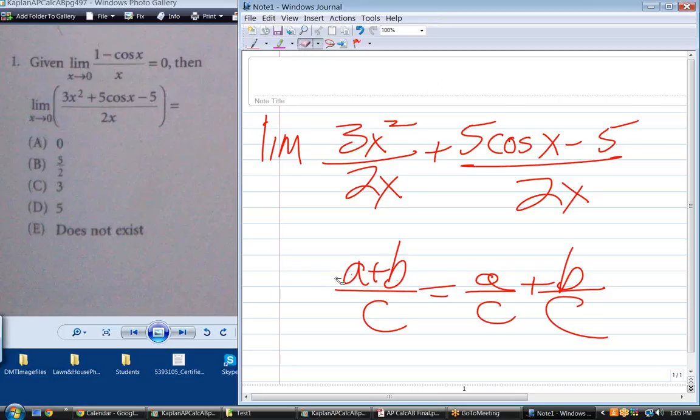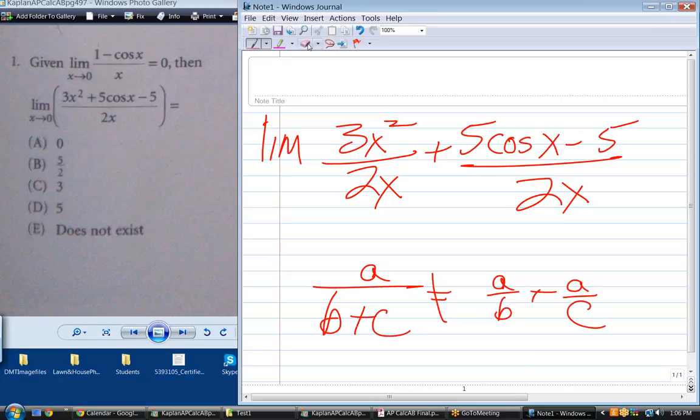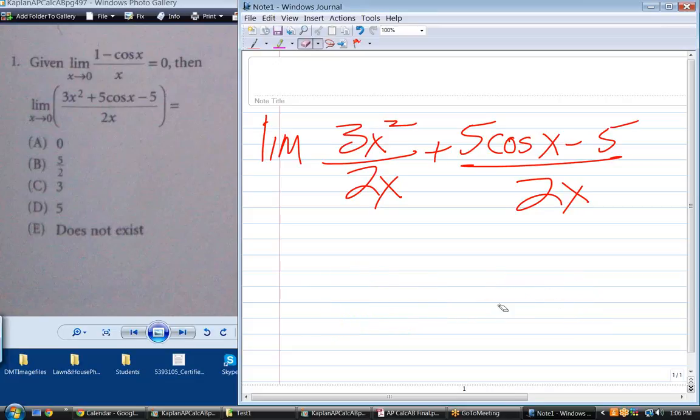But knowing that a plus b over c is equal to a over c plus b over c is important. And the reverse is not true. A over b plus c is not equal to a over b plus a over c. It's only if the denominator is a single thing that you split it out into two fractions.